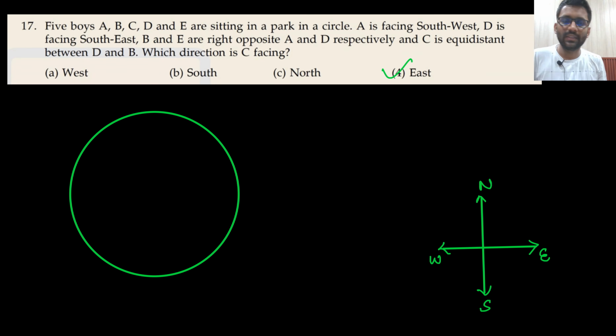5 boys A, B, C, D are sitting in a park in a circle. A is facing southwest. Southwest. This is where A is facing. So A must be here. He is facing southwest. D is facing southeast. Southeast is this. This is your southeast. So D is facing this direction. So D must be here.